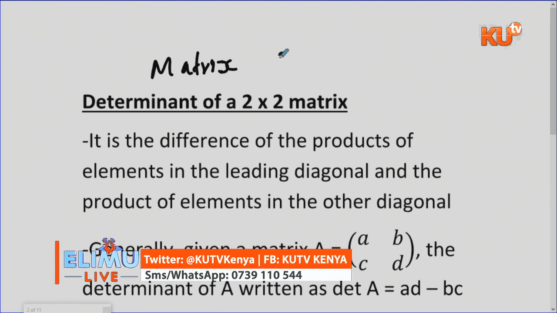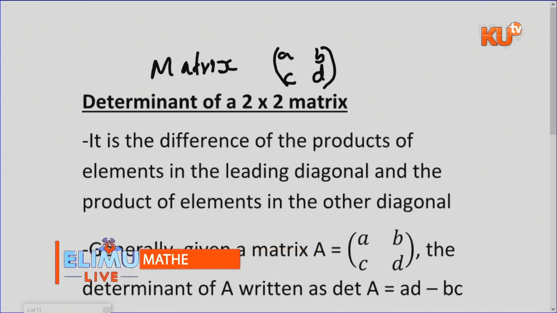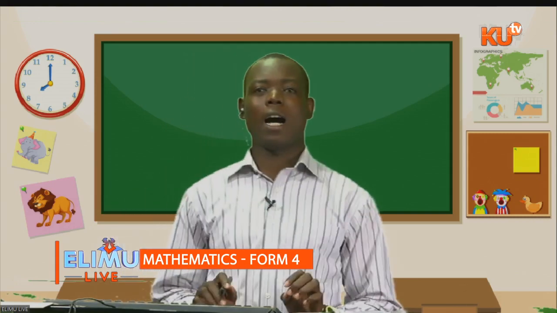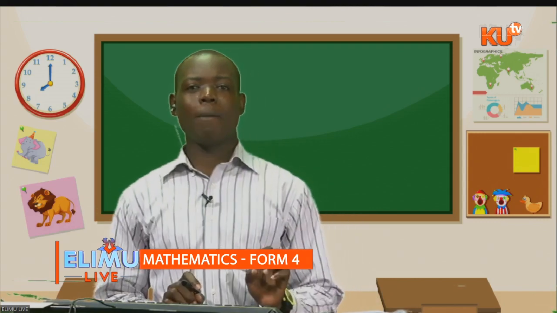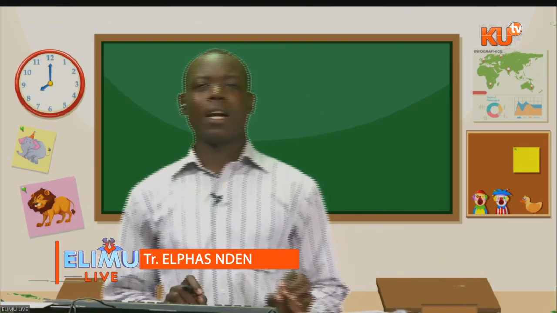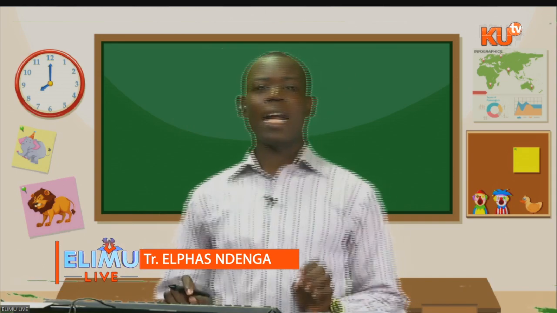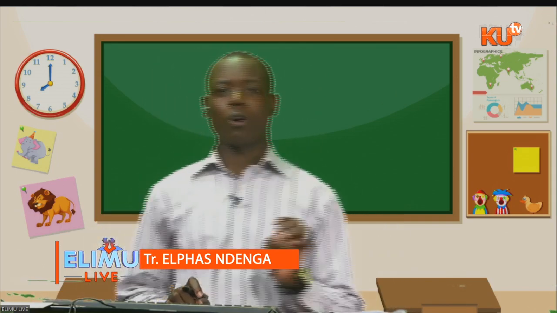For example, we can have a matrix with elements A, B, C, and D. This is a matrix, and A, B, C, and D are what we call the elements. So a matrix is made up of three things. One, it is made of elements, and elements are simply numbers that form a matrix. For example, in the matrix we've given, the elements are A, B, C, and D.